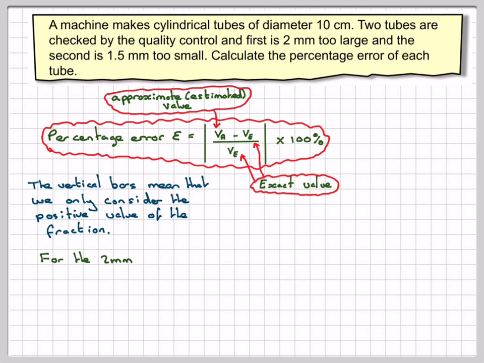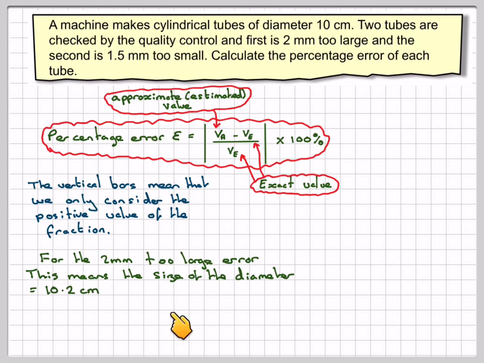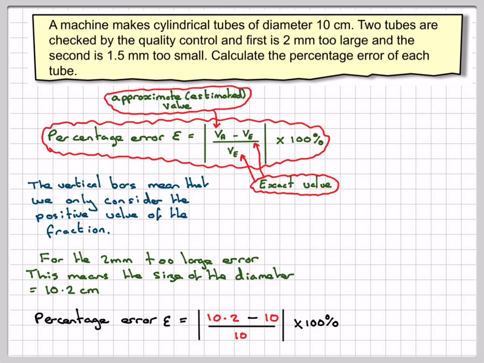So going to our case, for the first case where it was 2 millimeters too large, this means that the size or the diameter is 10.2. So this is what we call the approximated value in this question. So the percentage error will be equal to 10.2 minus what it should be, which is 10, divided by what it should be, which is 10. Two straight lines, and then we times it by 100, and then if we work that out on our calculator, we're going to get 2%.